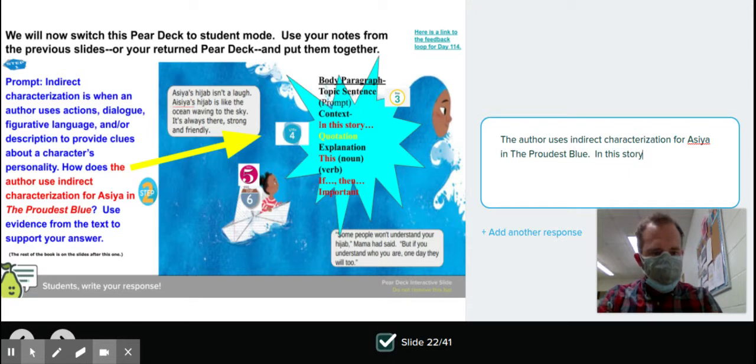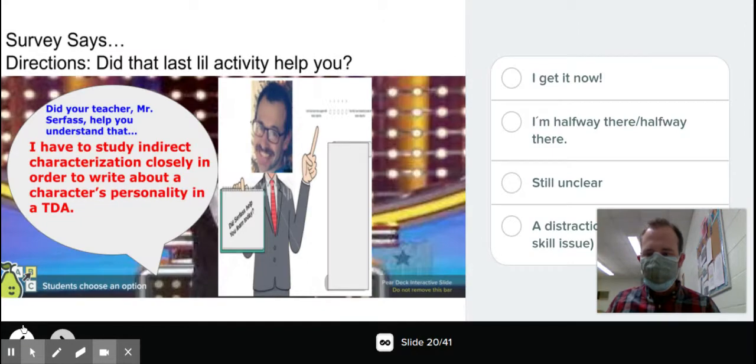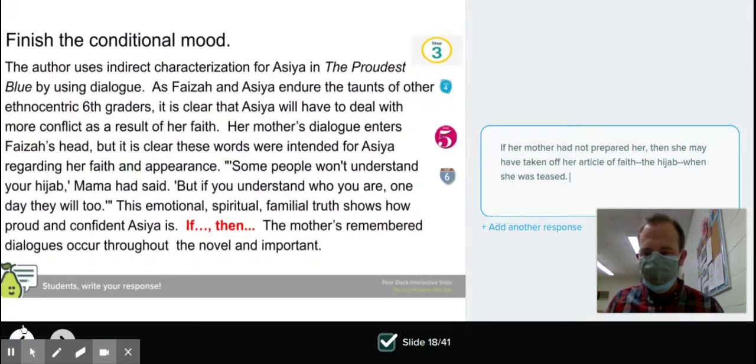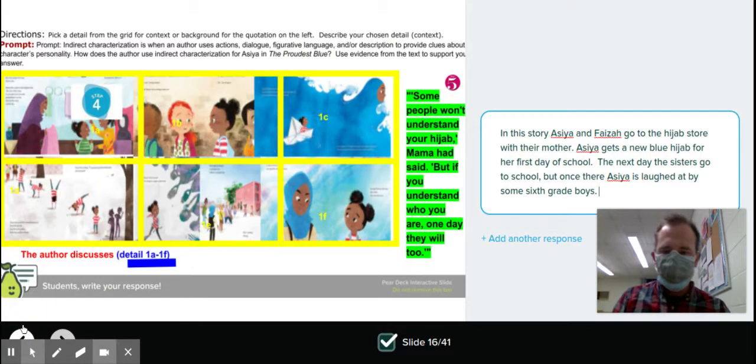Well, let's say you want to go back and take a look at an example from earlier. It might match this, it might not. In this case, it does. So you did this earlier in class, and it's likely that Mr. Surface also sent it over to your Go Guardian. So, oh, looks like he did, right? It looks like he uses step 1A and step 1B to set up 1C, which is where this quotation comes from, right? In green. In this story, Asiya and Faiza go to the hijab store, right?